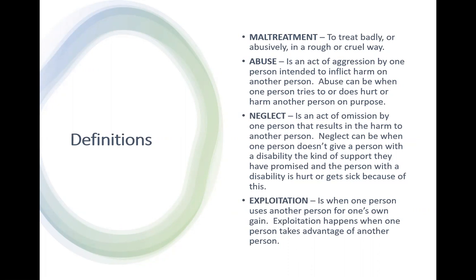Neglect is an act of omission by any person that results in the harm of another person. Neglect can be when one person doesn't give a person with a disability the kind of support they have promised, and this results in the person getting sick or hurt. And exploitation. This is when one person uses another person for financial gain. Exploitation happens when one person takes advantage of another person.